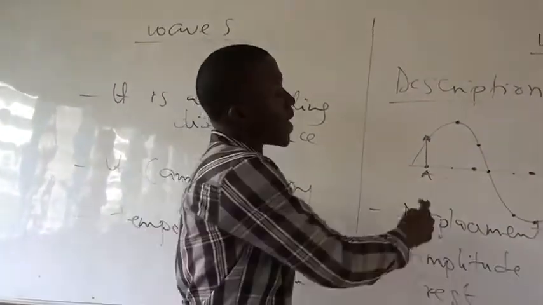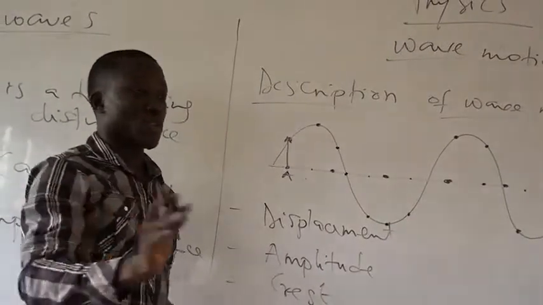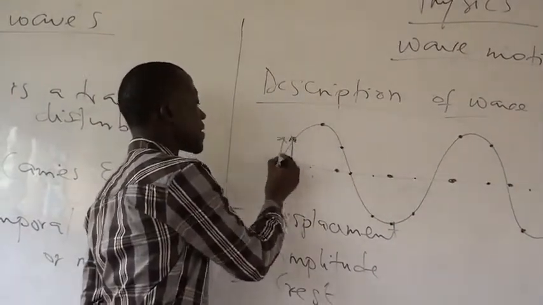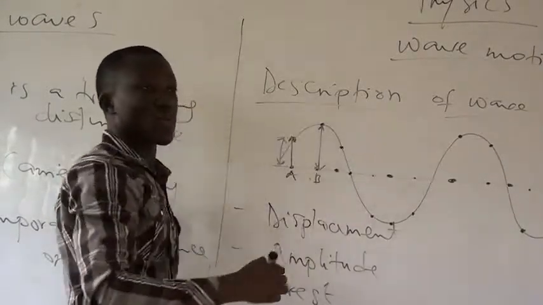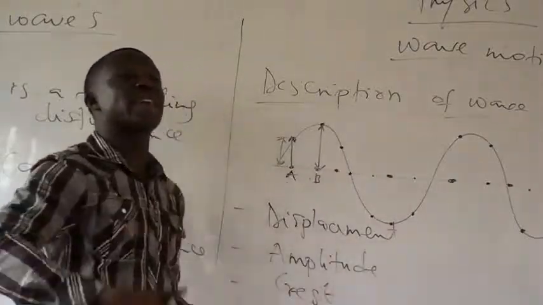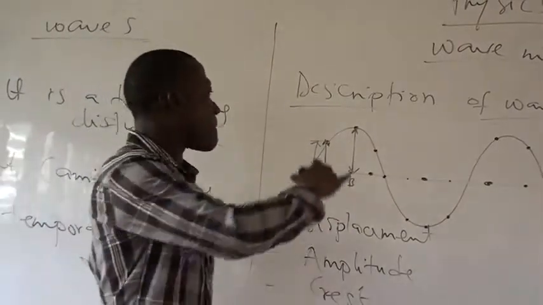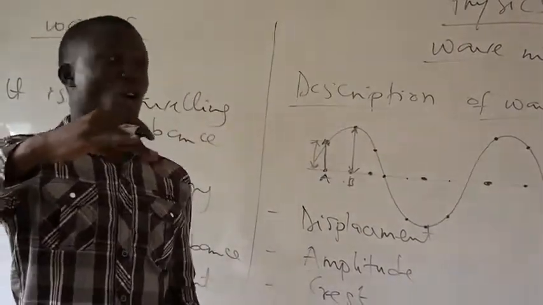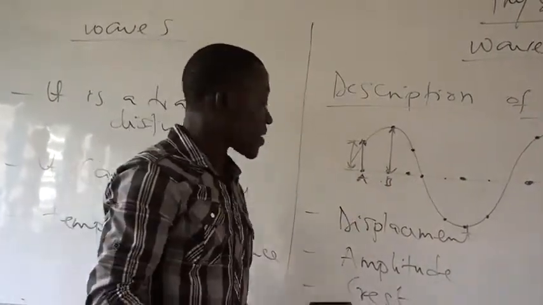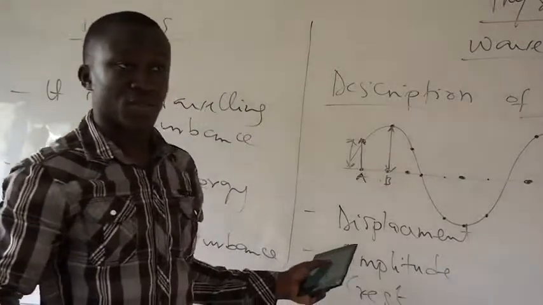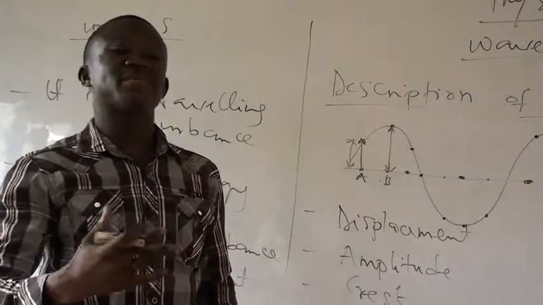Now, if we come to my diagram here, you will see that the particles don't move to the same level. Look at A. This is where A is. Let's look at this particle B. Look at where it moves to. So the particles have different displacements along a wave. Now, the maximum displacement of the particles along the wave is what is termed as the amplitude of the wave.